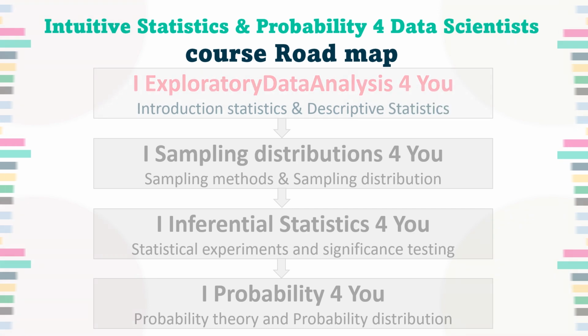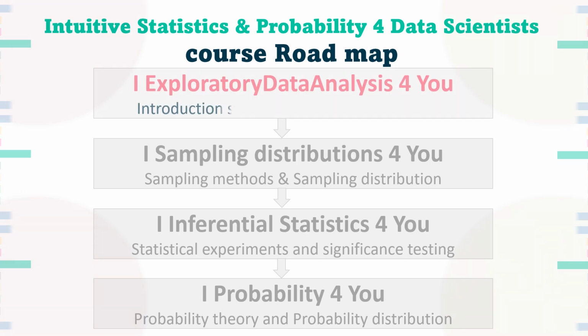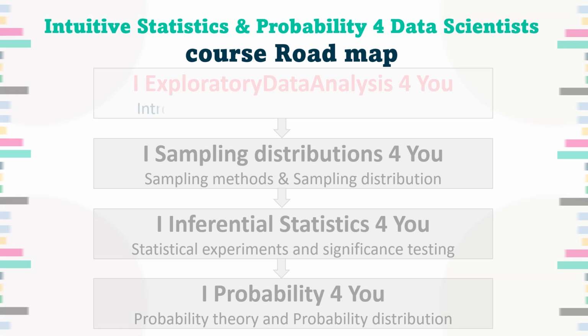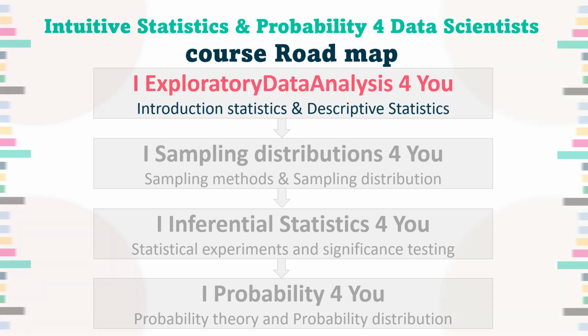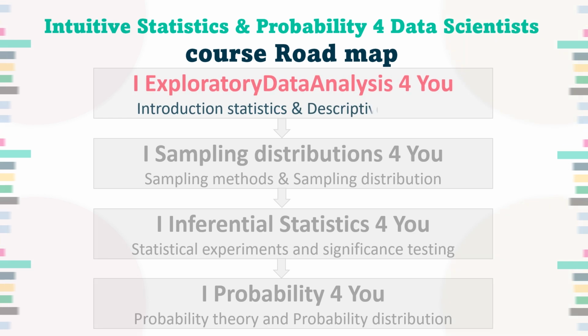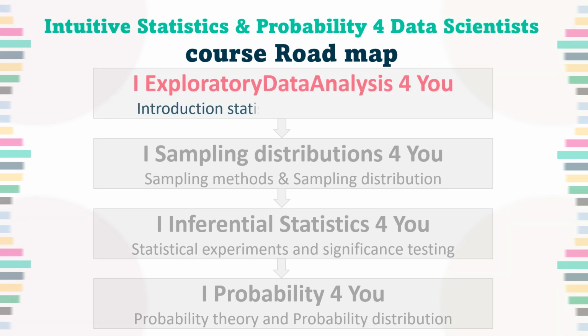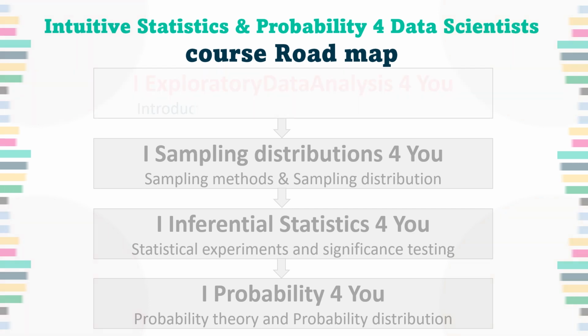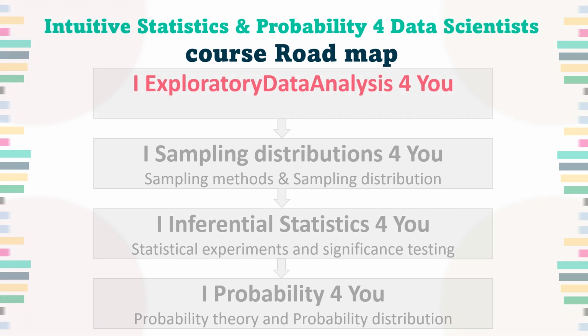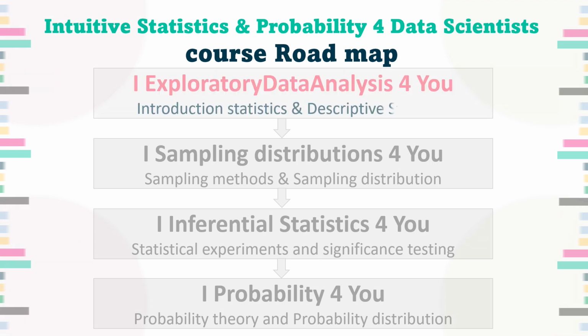Once the Intuitive Exploratory Data Analysis for You course is done, then we will be moving into the Intuitive Sampling Distribution for You course. In this we will be looking into sampling methods and sampling distributions. Then in Intuitive Inferential Statistics for You, we will do some statistical experiments and a lot of significance testing: F test, T test, ANOVA, and G test. So a lot of distributions we will be discussing in this course.